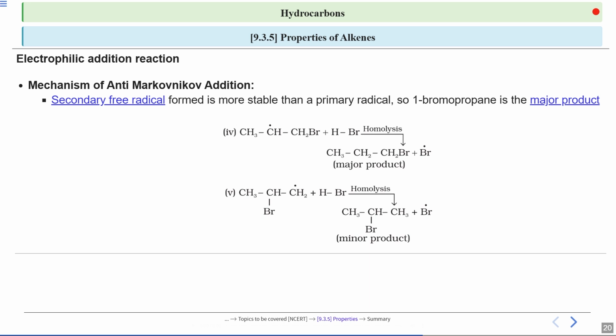Apart from the major product, you will also obtain the minor product. But since your primary radical is formed in a small amount due to the instability of the primary radical, we get the 2 bromopropane in a small amount, again creating a bromine radical along with it.